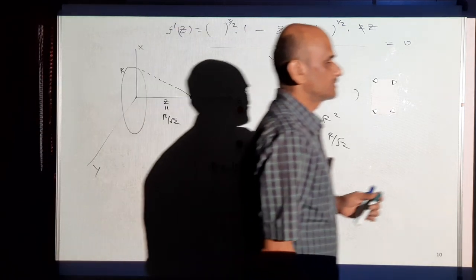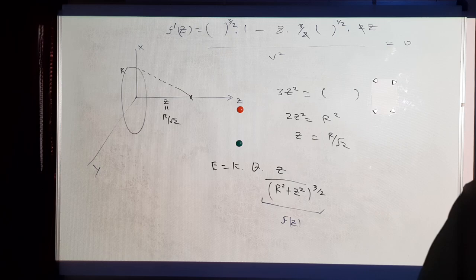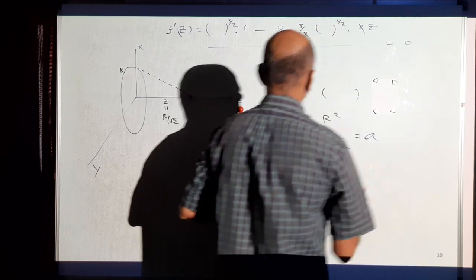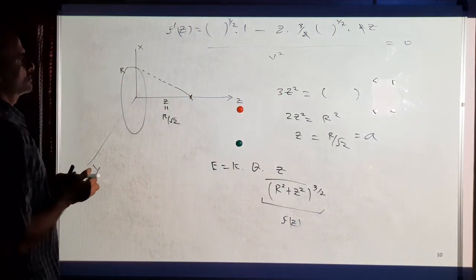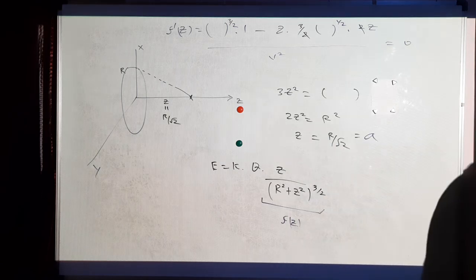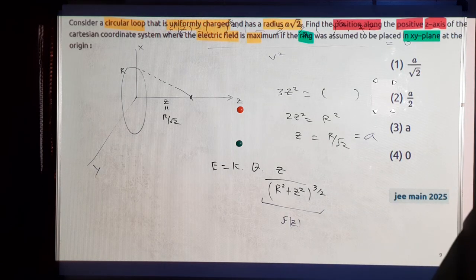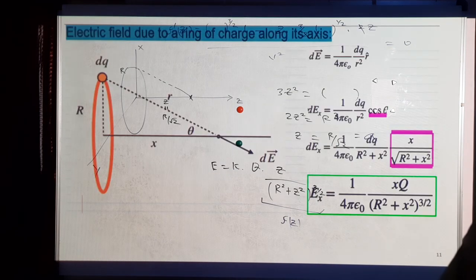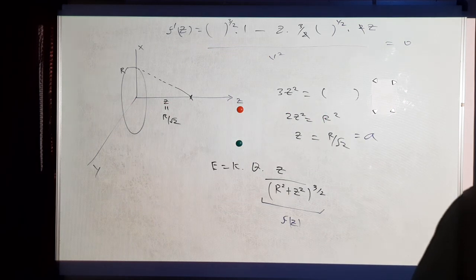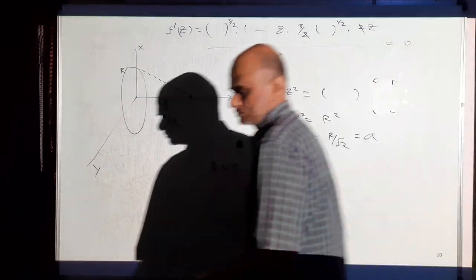So here the radius of the ring is a root 2. So 1 by root 2 times the radius is a. So at a distance of a from the center, along the axis of the ring, the electric field will be maximum, which is option 3. 3 is the correct answer.